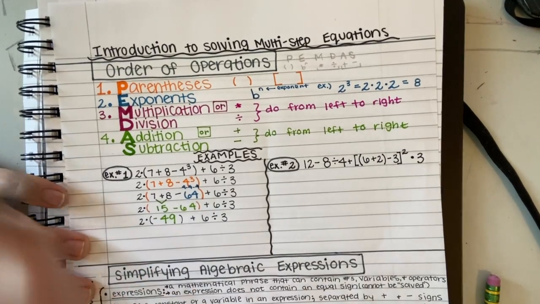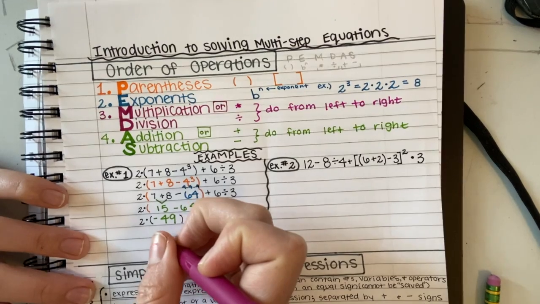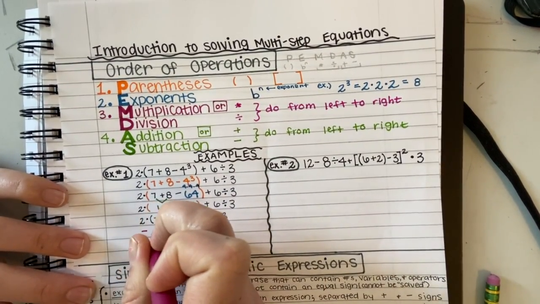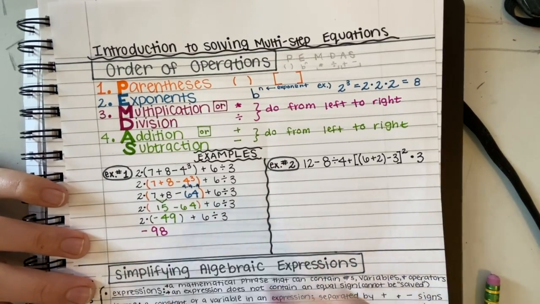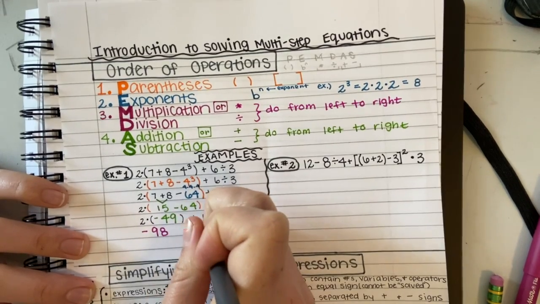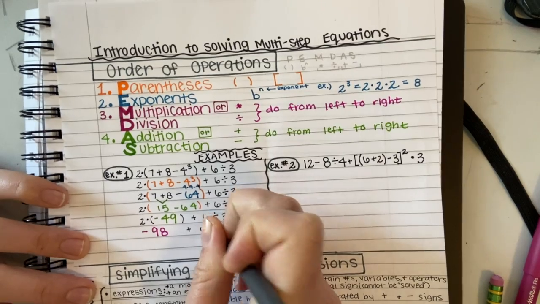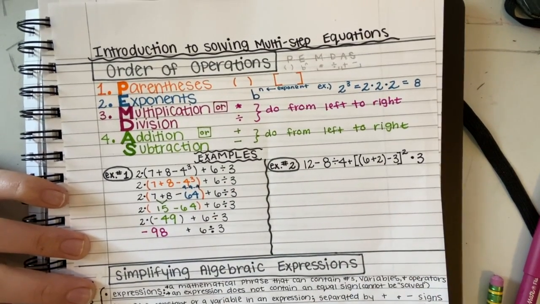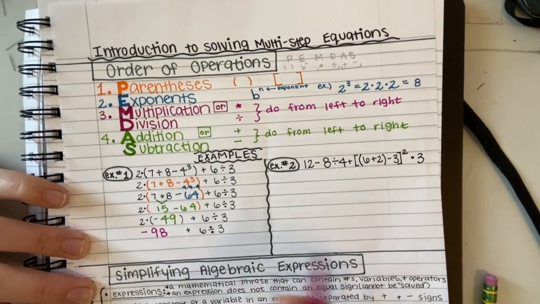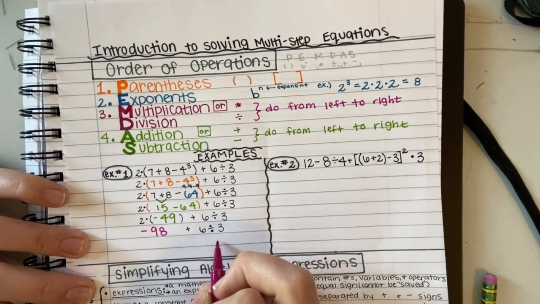So the first thing I'm going to do is 2 times negative 49. And 2 times negative 49 gives me negative 98. I'm going to bring down the rest of the operations, operators and numbers. Now I'm going to look for the next thing I can do. The next thing I can do is this division, because right now I just have addition and division left.